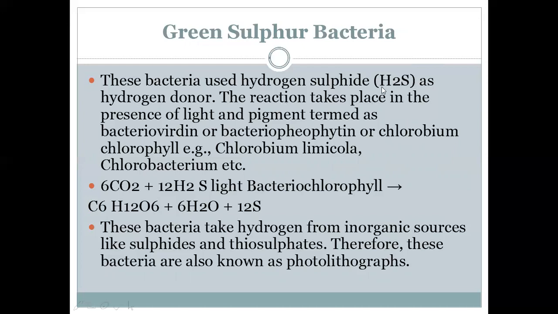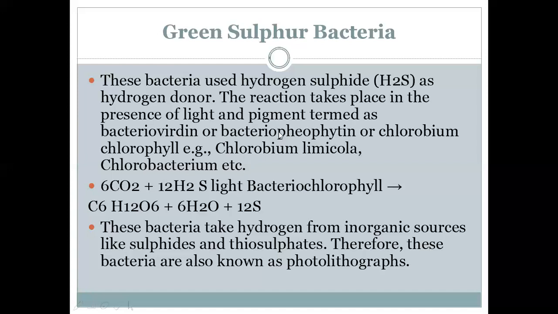Now, coming to the green sulfur bacteria, these bacteria use hydrogen sulfide as the hydrogen donor. In the previous category also, we have seen H2S was being utilized. In green sulfur bacteria also, H2S will be utilized. That reaction takes place in the presence of light, and the pigments are termed bacterioviridin, bacteriophaeophytin, or chlorobium chlorophyll. In the previous category we saw bacterial chlorophyll is involved, but in green sulfur bacteria, other pigments are also involved. Examples are Chlorobium limicola, Chlorobacterium, etc.